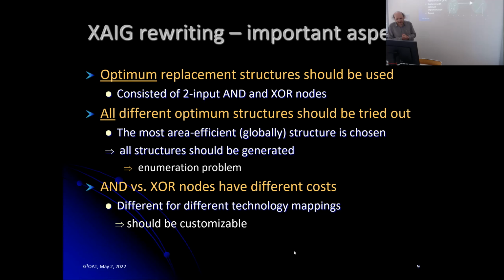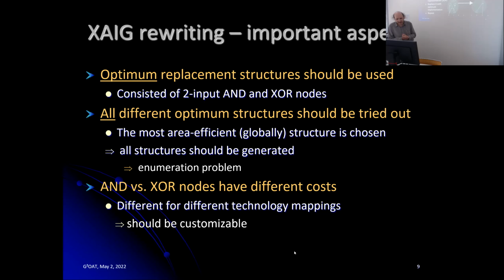Okay, so in rewriting, it has been found that it is very beneficial to have all optimum structures, or at least to try several. So not only one should be generated, all should be generated, the maximum we are able to. So we come from a constructive optimization problem to an enumeration problem. Yeah?